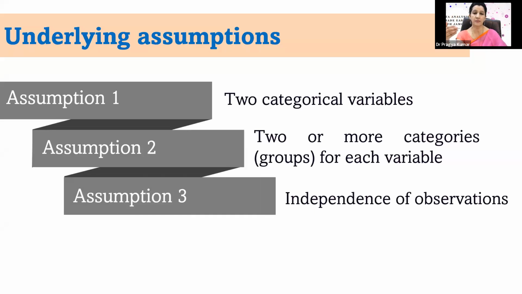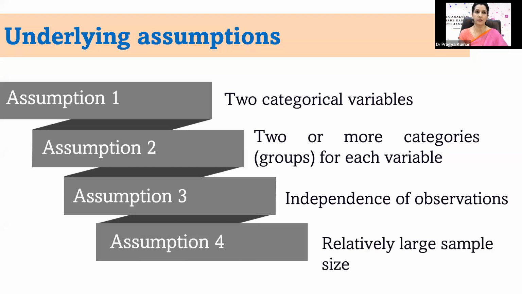Again, the third assumption is the independence of observation. Now, what do we mean by independence of observation? It says that the values should not be paired. What do we mean by that? Like if I have approached a study subject named X, and I have asked his gender, and I have counted him as a male and a non-diabetic, then that person is counted. I cannot keep this person in any other column. So that is what we mean by independence of observation.